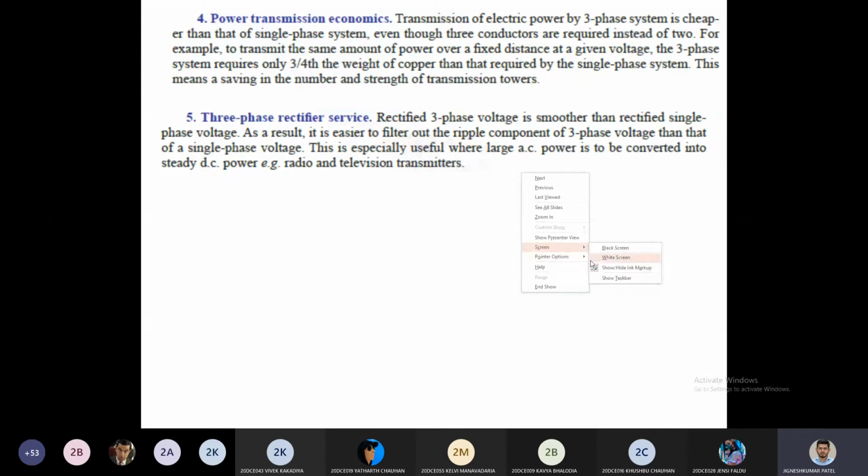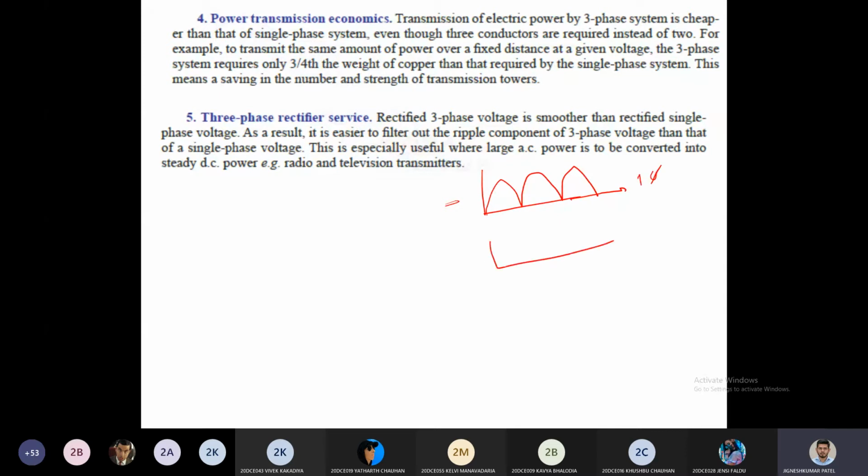Let me draw how it looks. If you have a rectifier in single phase, like a full wave rectifier in a single phase circuit, then what I'll get is this. This is my DC that I have generated using a single phase system. But if I use a three phase system, what I'll get is this. If you see this, the number of pulses is no doubt higher, but the transition from one pulse to the next is very small. So I can easily filter this out.